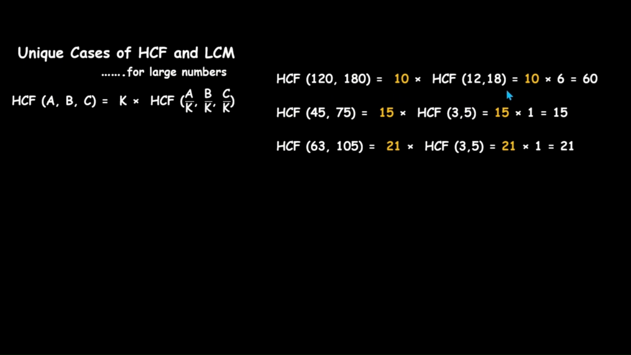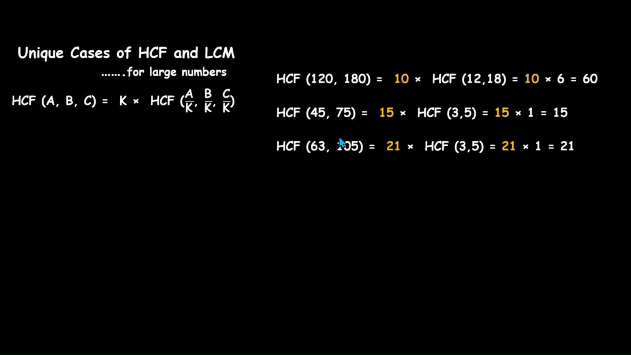So once we calculate the HCF of the smaller numbers 12 and 18, it turns out to be 6. Just multiply with the common factor that we have taken out. So 10 is the common factor we have taken out, and HCF of 12 and 18 is 6. So 10 into 6 will give us 60, and 60 would be the HCF of 120 and 180.